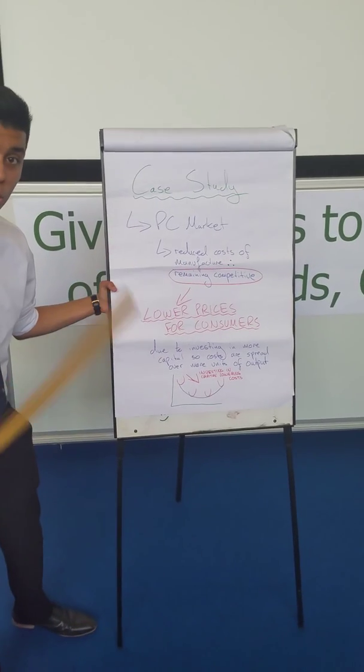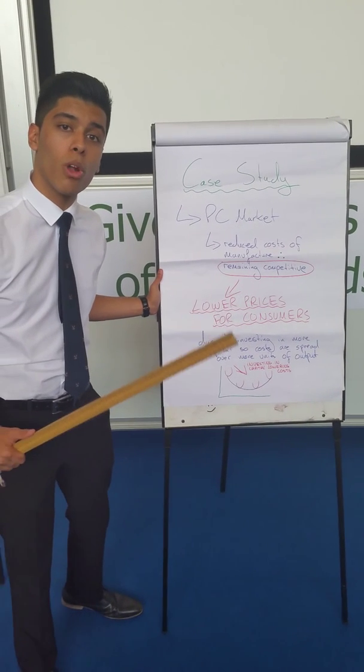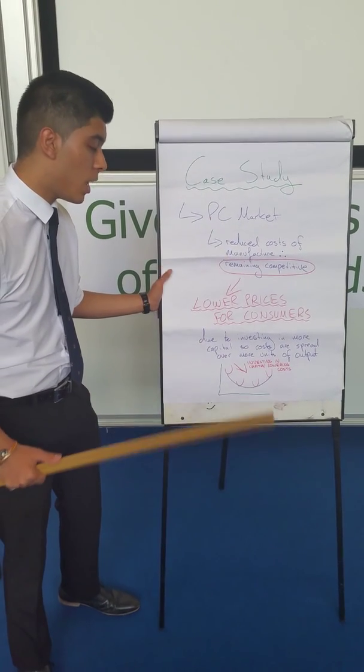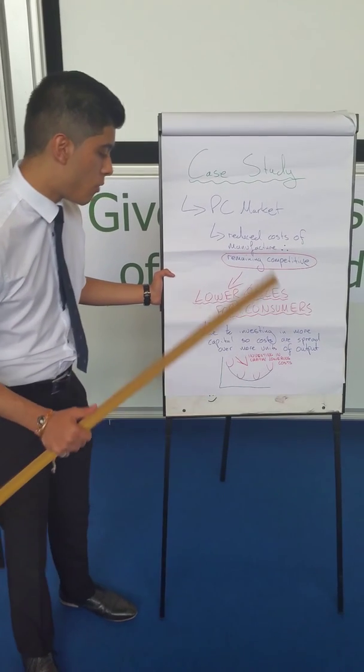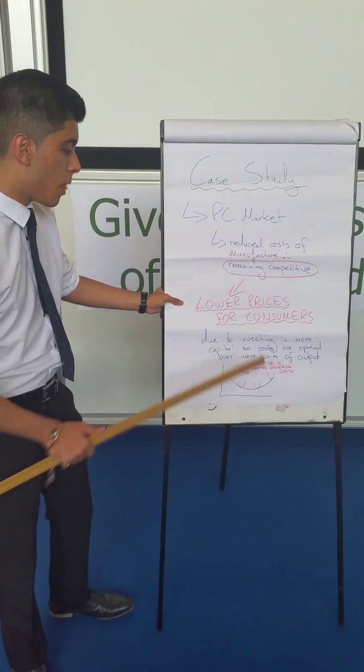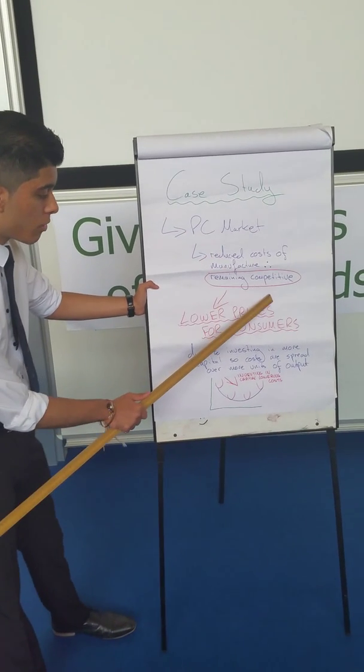Now as we know from our law of demand, if we have a lower price, this therefore means that consumers are more likely to purchase your product. And so, as a firm, we want to do that because that therefore means we've got more revenue and we've then got more profit. So, how have they actually managed to remain competitive and reduce their costs of manufacture?